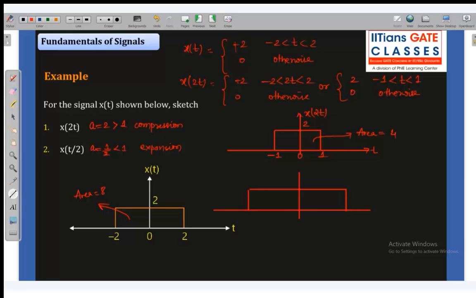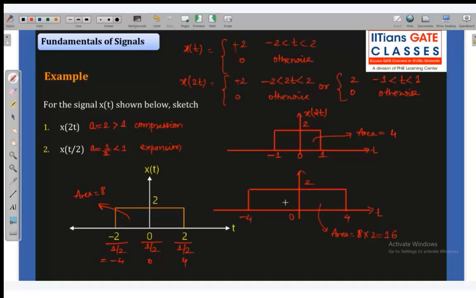So simply divide it by the factor. The scaling factor is 1 by 2. So divide the whole axis by the coefficient of t. When we divide it, we will get -4, 0, and 4. In the previous case, we divided it by factor 2, so it was -1, 0, and 1. Now the area is 8 into 2, which is 16.